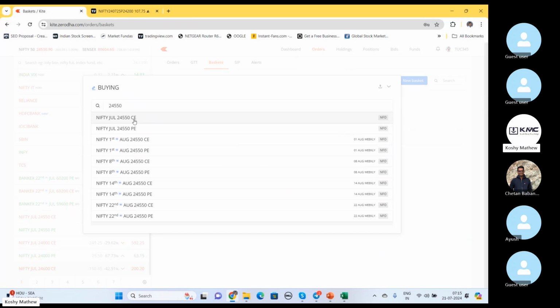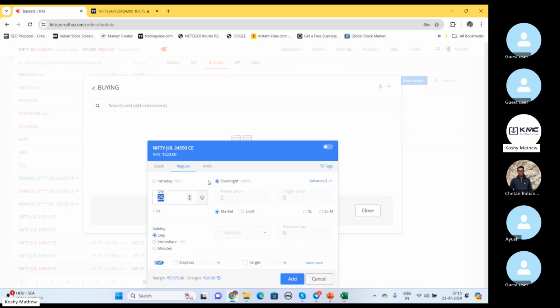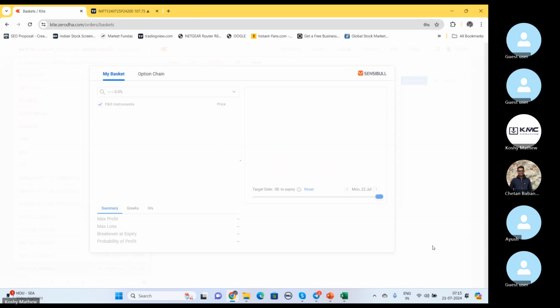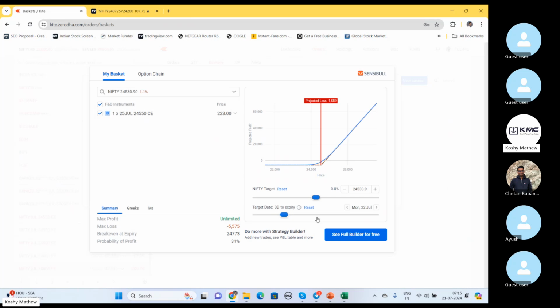I bought the 24,550 Nifty call option. How much? 223. Let's put 23. So I bought 25 quantity for 223, so the total amount I'm paying is 5,575. Remember this. Today is Monday, and this is showing Monday. On Monday, if Nifty goes from 24,530 to 24,653, at the end of the day I'm still in loss, minus 23.